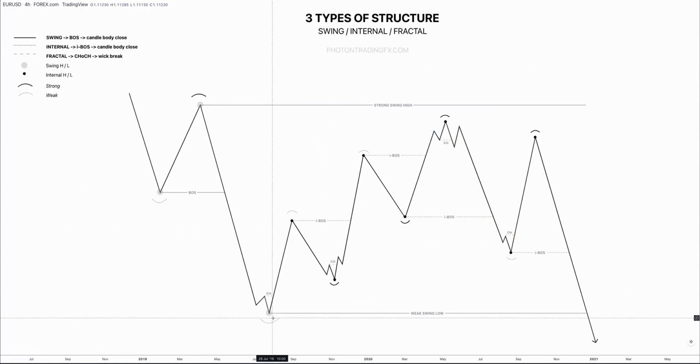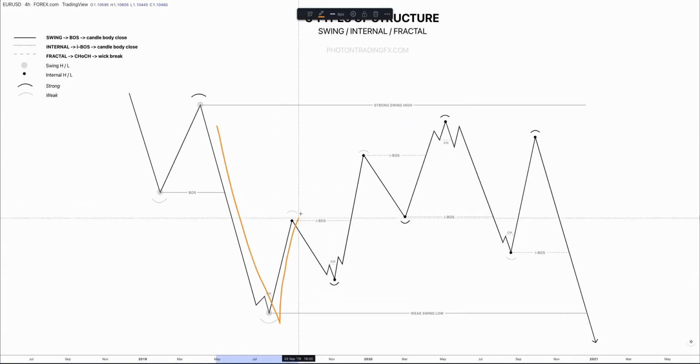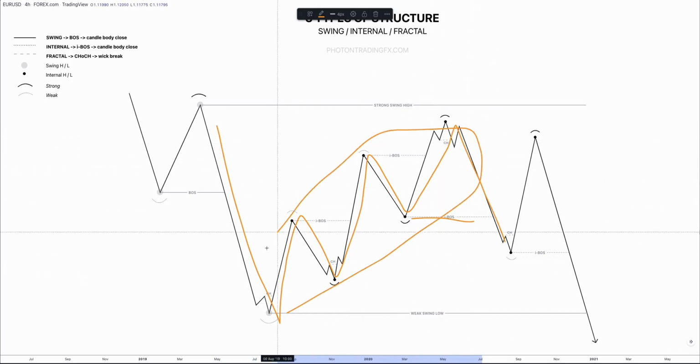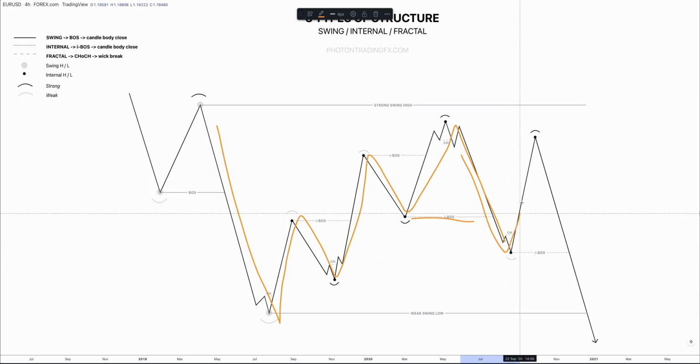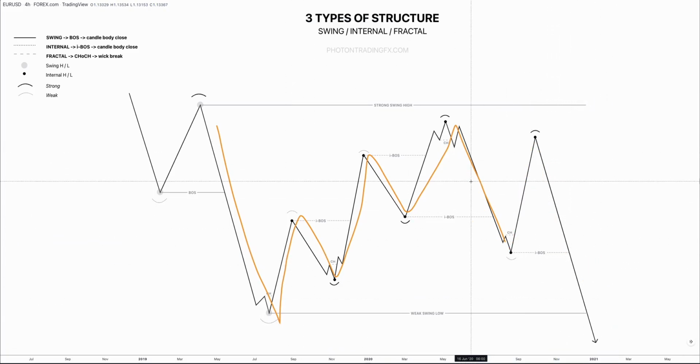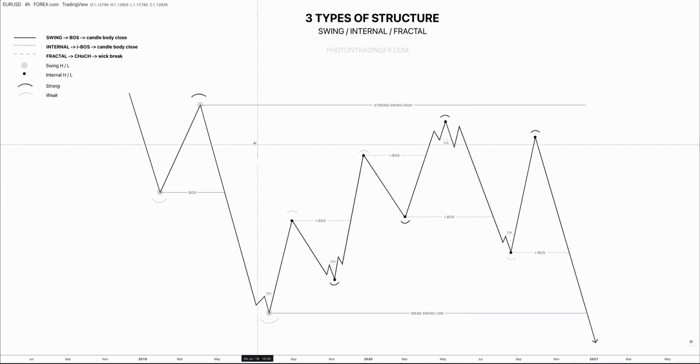Fractal structure, so change of character, signals the start and end of internal pullbacks. And internal structure, when we get those IBOSs, that signals the start and end of swing pullbacks, okay? So we expect a swing pullback. The internal structure shifts bullish to facilitate that swing pullback. Once the internal structure shifts bearish, that signals the end of that swing pullback. And now we expect the internal structure to stay bearish until it takes out that weak swing low. And then you repeat the same process. Okay, so hopefully that makes sense.